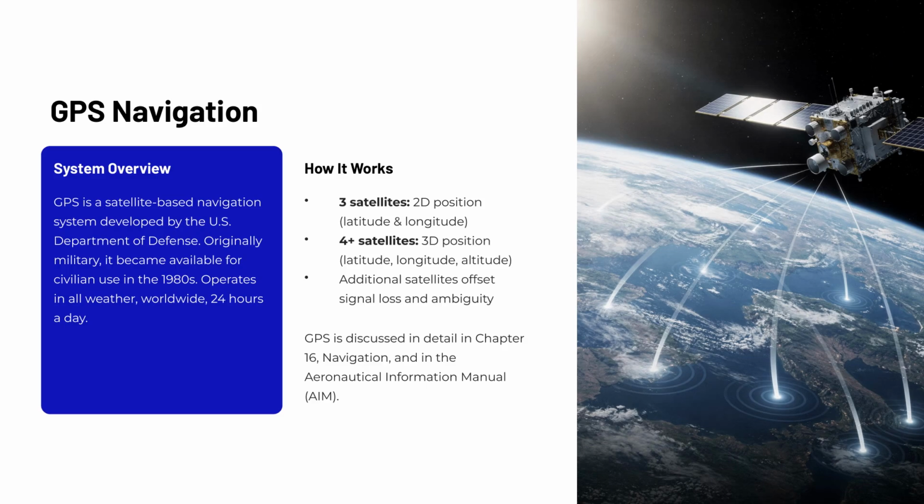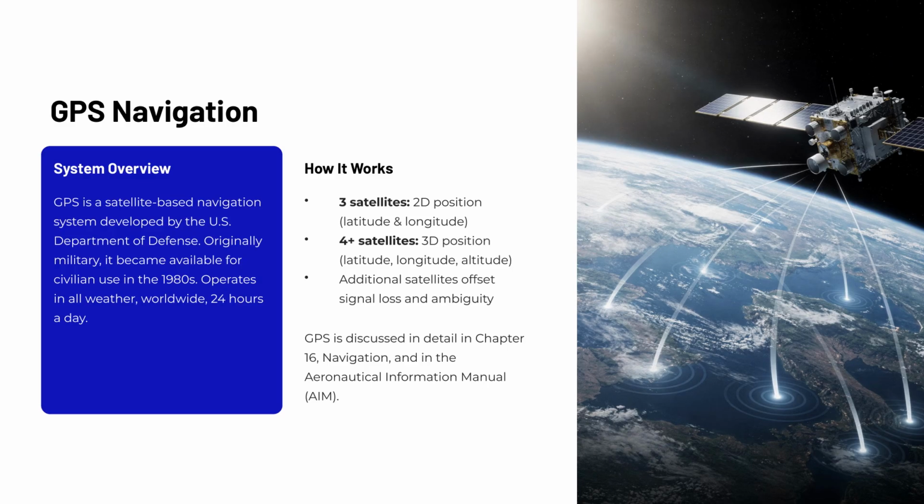GPS, or Global Positioning System, is a satellite-based navigation system originally developed by the U.S. Department of Defense for military use. It was made available for civilian use in the 1980s and has since become one of the most widely used navigation tools in aviation. One of its key advantages is reliability. GPS operates in all weather conditions, anywhere in the world, 24 hours a day.